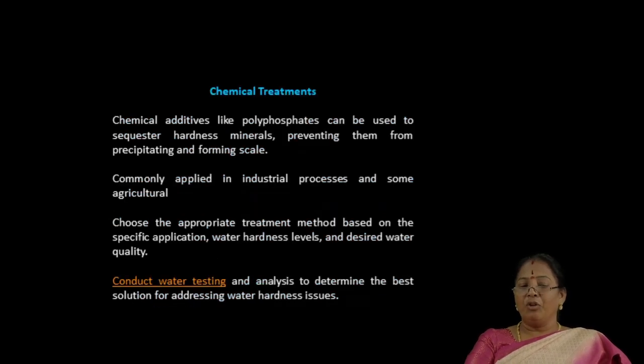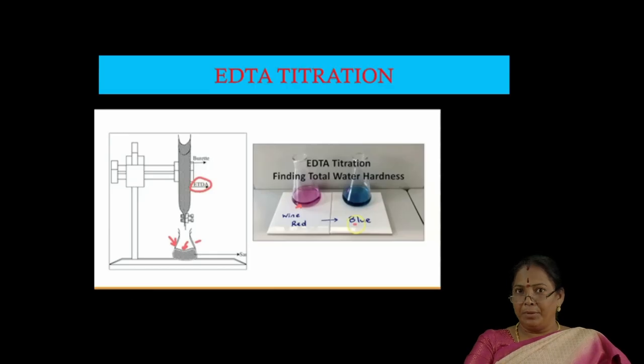Then chemical treatment: how do we chemically control that water? That means how do we determine the hardness? That means calcium chloride and magnesium chloride, calcium sulfate and magnesium sulfate, by chemical methods. EDTA titration is an important chemical method to identify the hardness level.